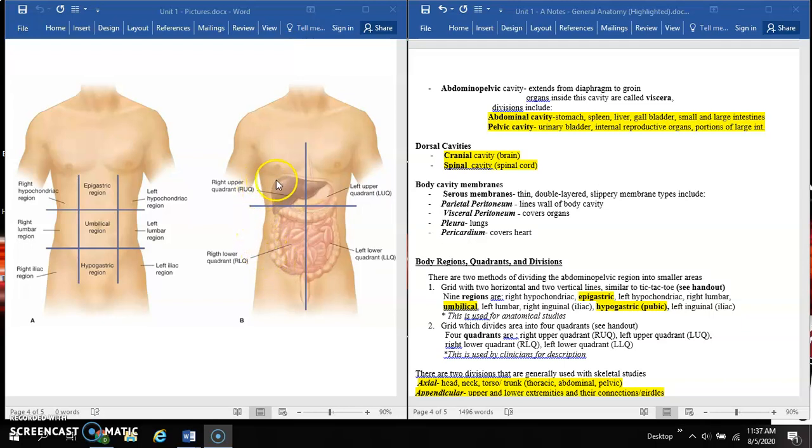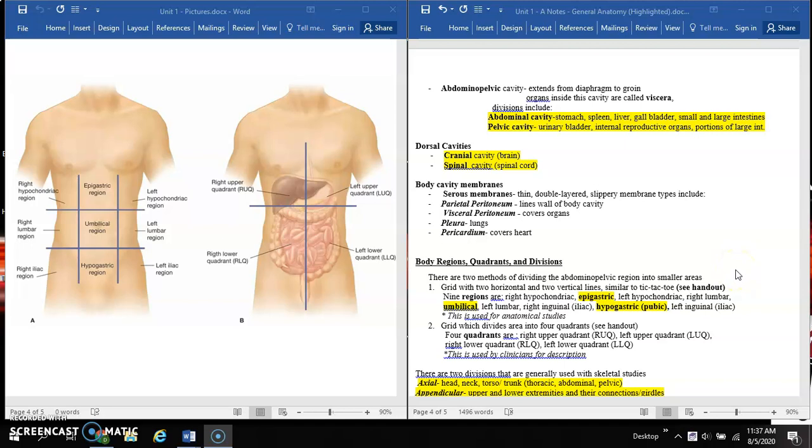So this is the right upper quadrant, and once again, you can use these initials for it. Right upper quadrant, left upper quadrant, left lower quadrant, and right lower quadrant. And they're more for physicians' use.